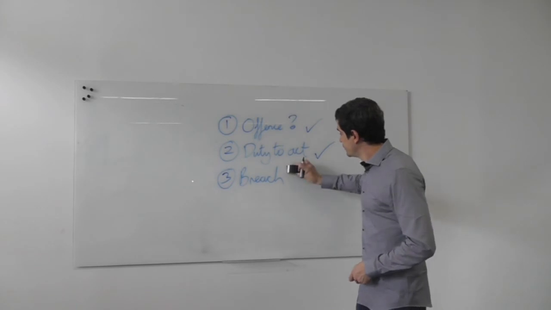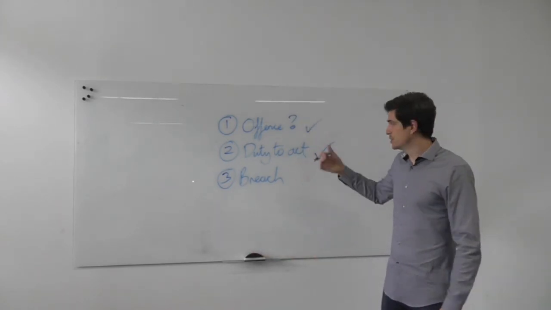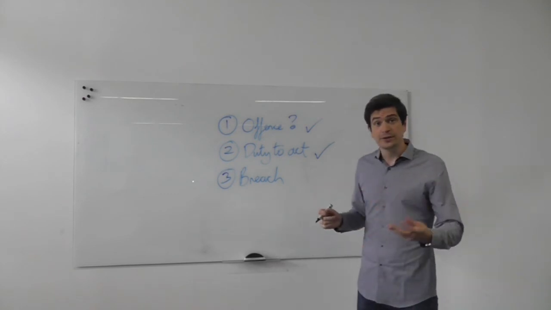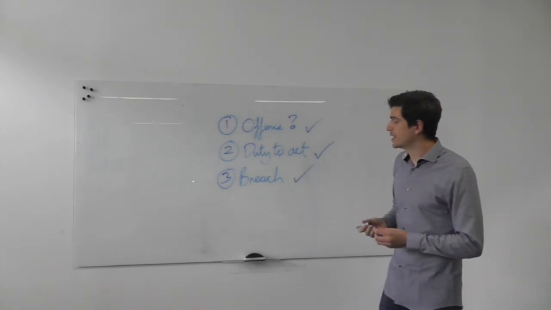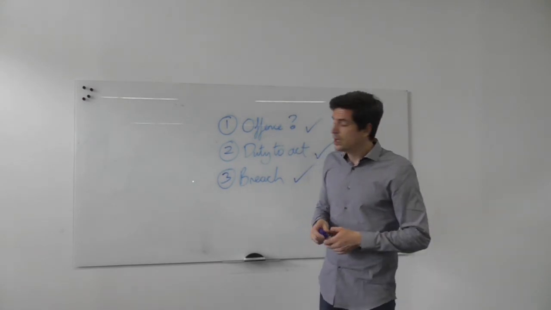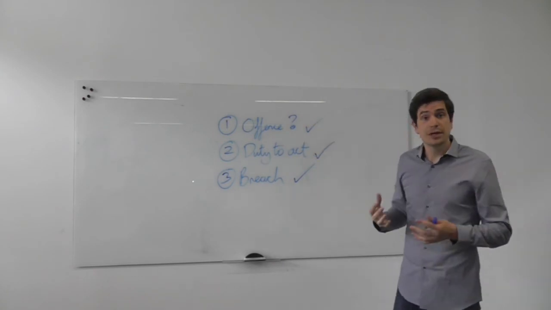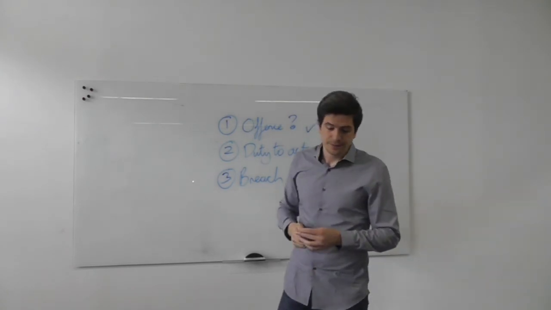However, if they were physically able to perform the actions that the duty requires of them and they failed to do that, then there would be a breach of that duty and therefore we could construct omissions liability in that way. But remember, whenever you're dealing with omissions liability, each of these three aspects needs to be satisfied.